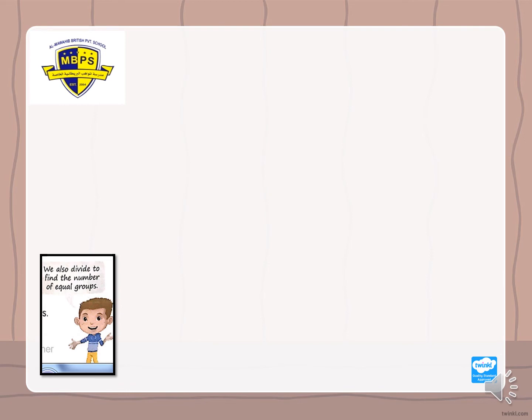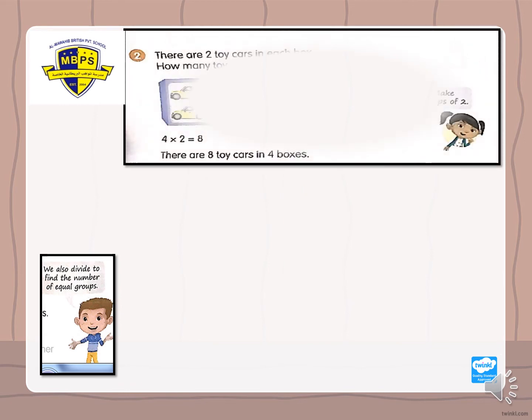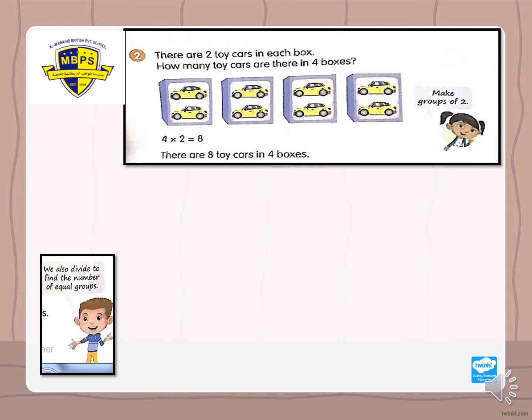One more example from your pupil's book. There are 2 toy cars in each box. How many toy cars are there in 4 boxes? If I have 2 toy cars in each box, now how many toy cars are there in 4 boxes? So this means that I should count by 2 now. I have groups of 2 and I should count by 2s until I get how many in all. We start 2, 4, 6, 8. So now I have 8 toy cars in 4 boxes.